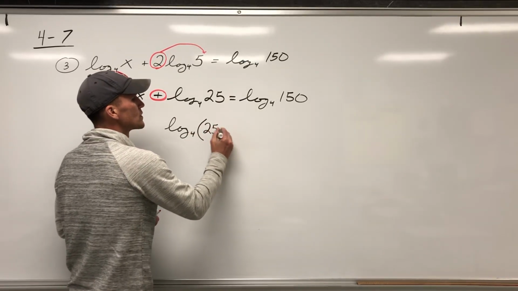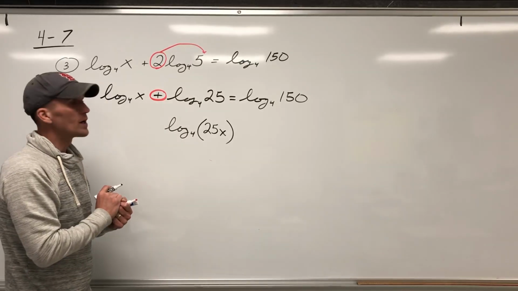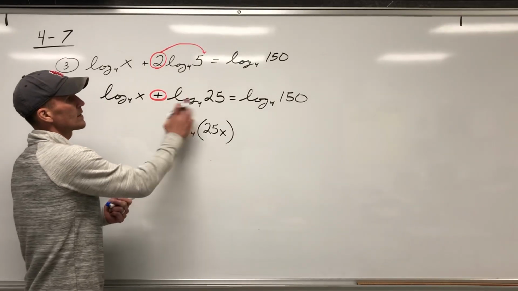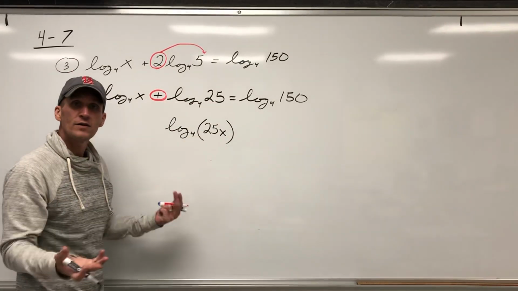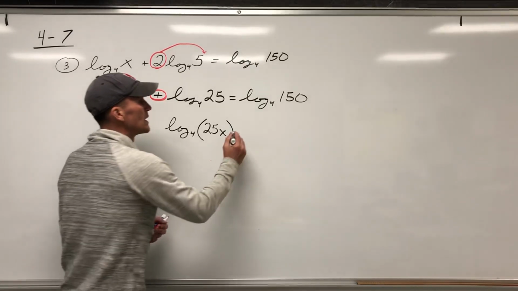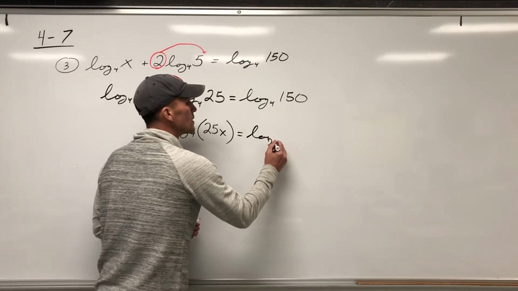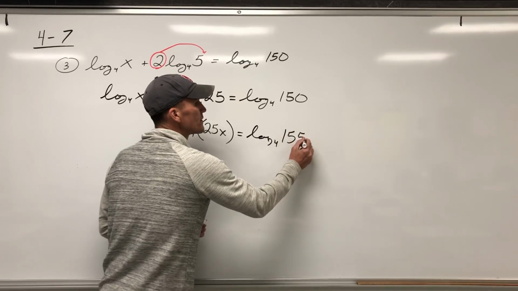So it's log base 4 of 25 times x. Again, the order that you multiply things doesn't matter, so I put the number in front of the letter. Equals log base 4 of 150.